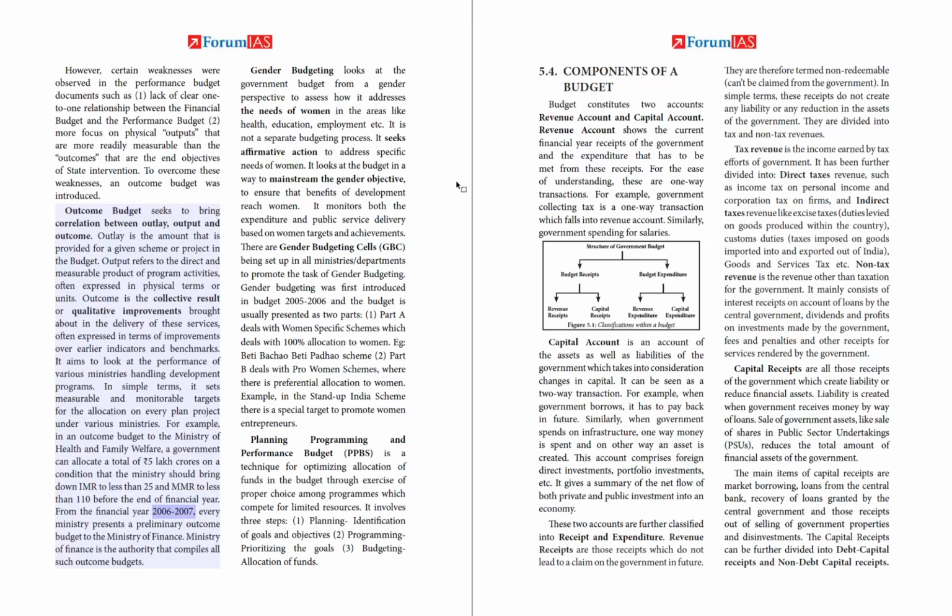From the financial year 2006 to 2007, every ministry presents a preliminary outcome budget to the Ministry of Finance. Ministry of Finance is the authority that compiles all such outcome budgets.